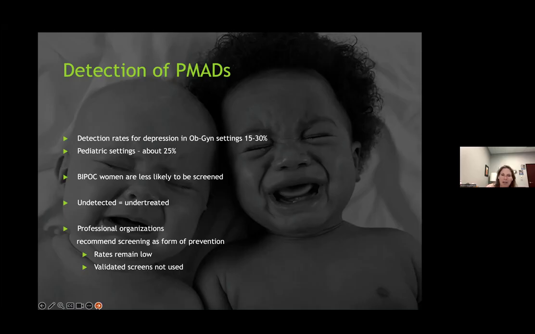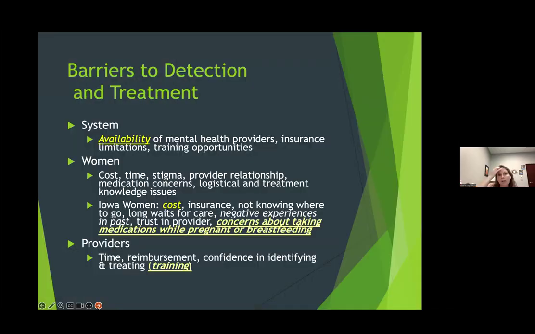Professional organizations, as you know, recommend screening, and yet rates remain low, or if they're screening, they're still not using validated screens. So we know there's a lot of system barriers that remain, even though there's been certainly changes in the last 20 years that I've seen. Women experience a lot of barriers, and we'll talk about some of these in the cases. Cost, time, previous negative experiences, concerns about taking a medicine in the perinatal period, and then providers have their own set of barriers, as I'm sure you've experienced.